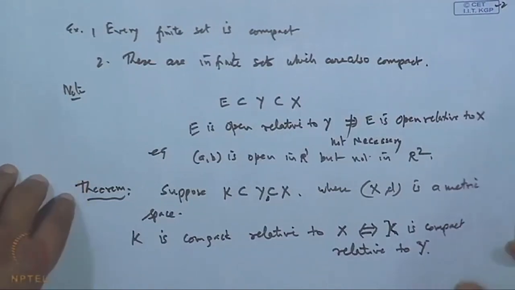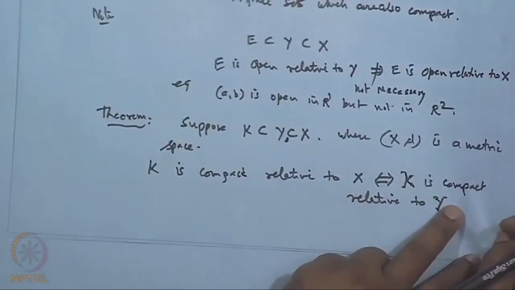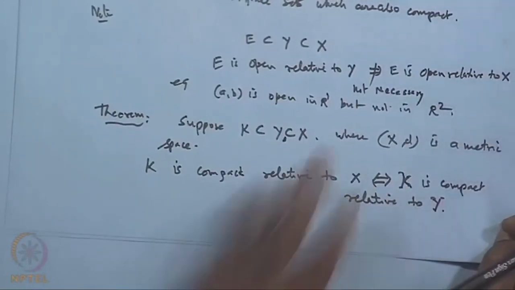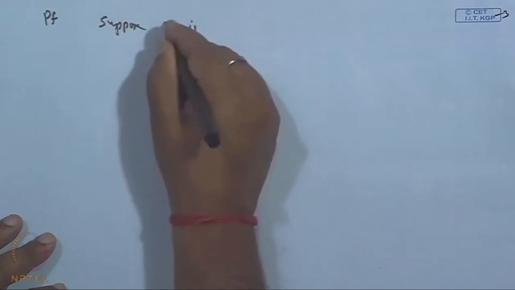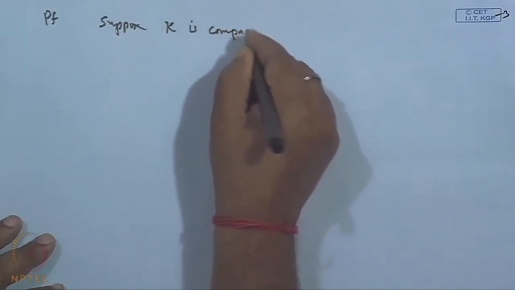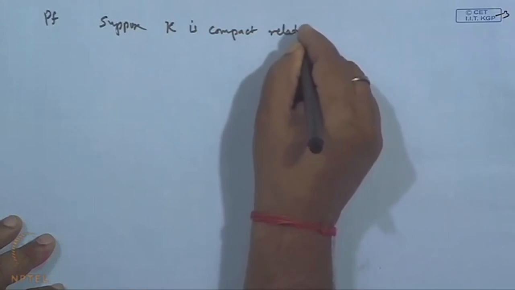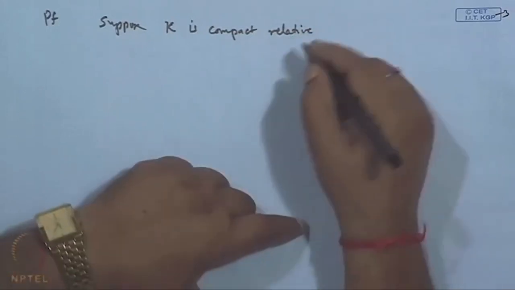So let us see the proof of this. What we want is that if K is compact with respect to Y, then it has to be compact with respect to X, and vice versa. So let us suppose K is compact relative to X.